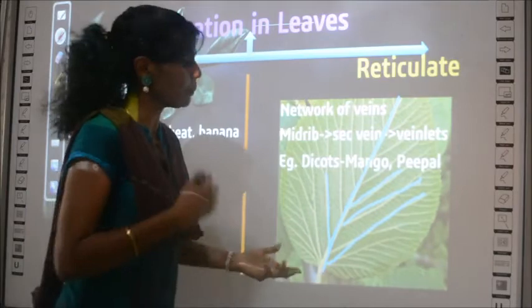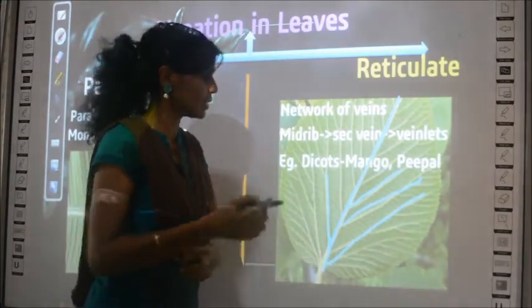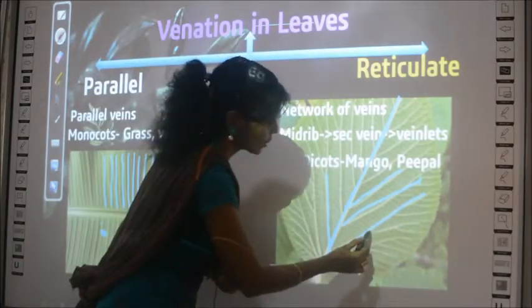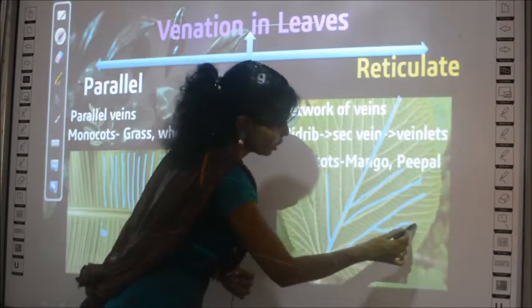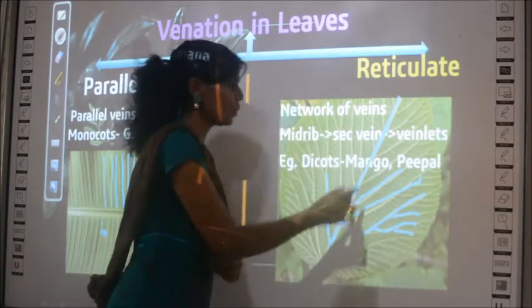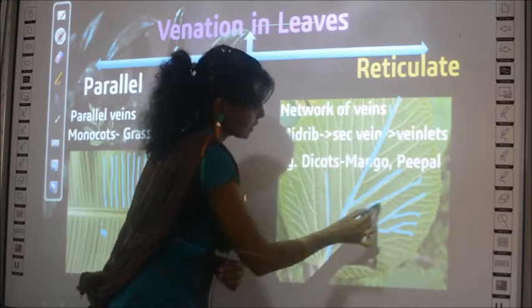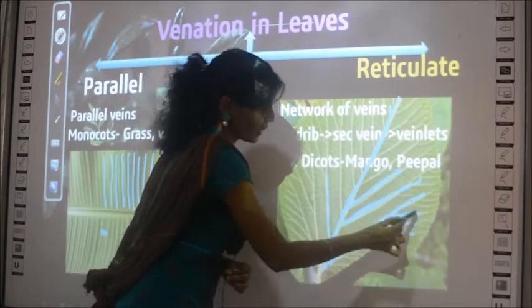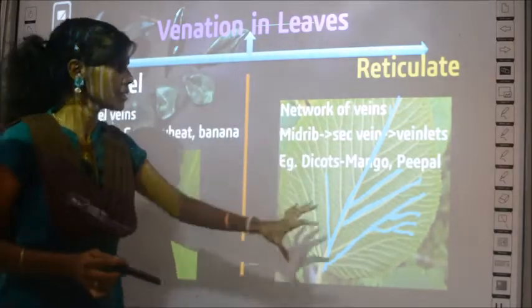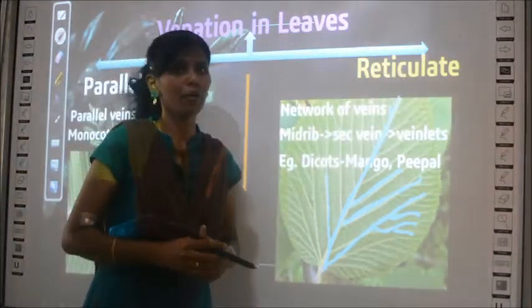See, you can see some more veins arising from secondary veins. They are called veinlets. Which are called veinlets? These are all called veinlets. So, midrib, then secondary veins, and from the secondary veins, veinlets arise. So, all these you can see in reticulate type of venation.